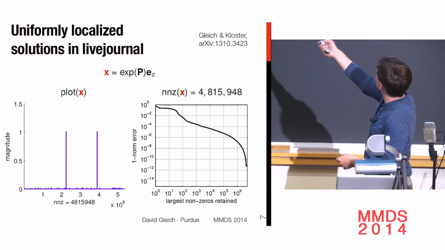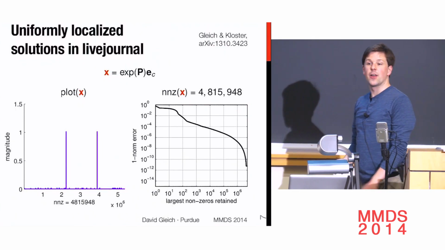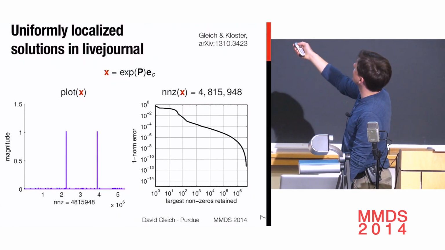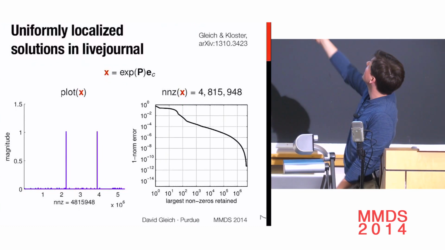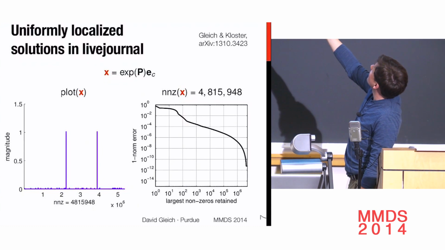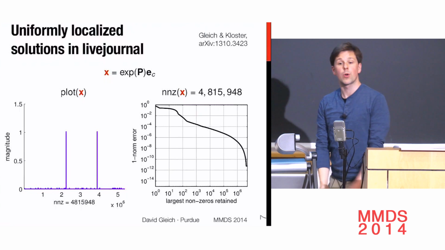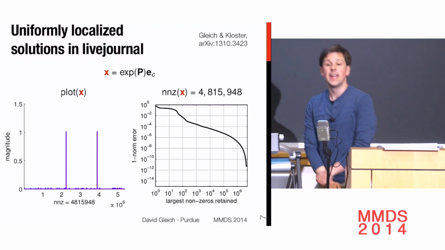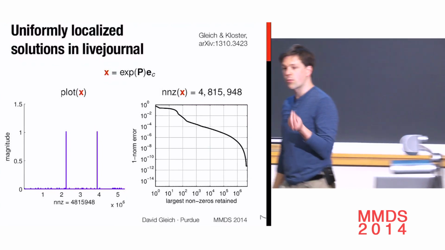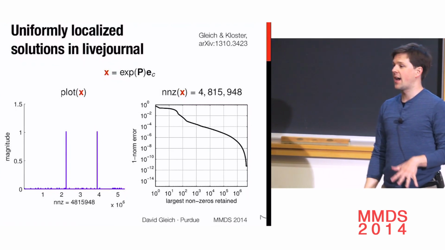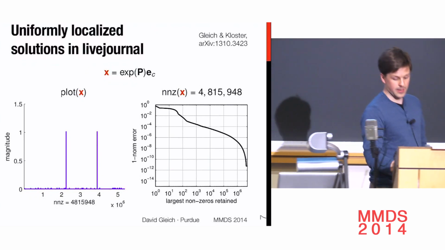we see? So this axis is logarithmic. When we go from here to here, we're actually adding another million non-zeros to our vector, whereas when we go from here to here, we're adding 10 more non-zeros. So if we have about 1,000 non-zeros, we get about a 10 to the minus 4 approximation of that vector in a 1 norm. And so this is basically what we mean by a localized vector. It's a vector that you can approximate to a reasonable degree of accuracy with a very small number of non-zeros.